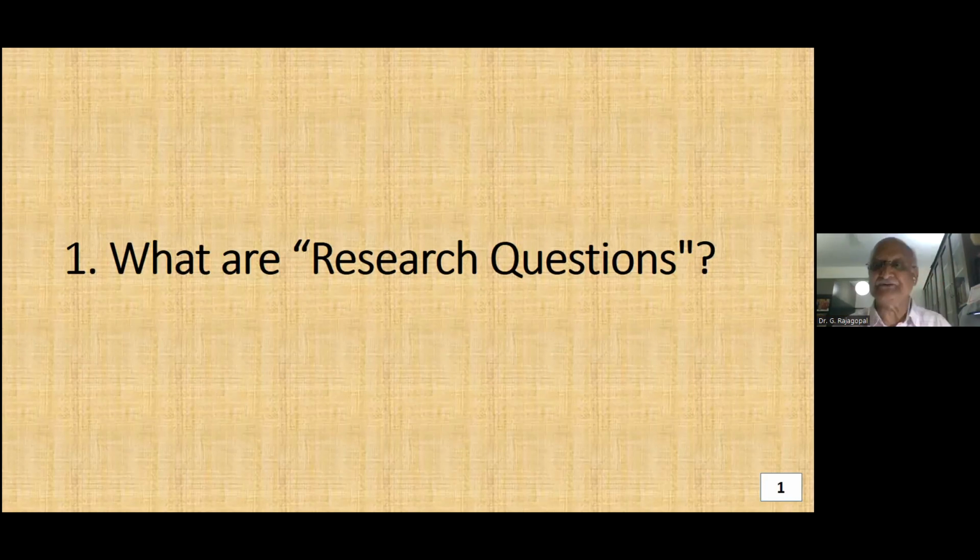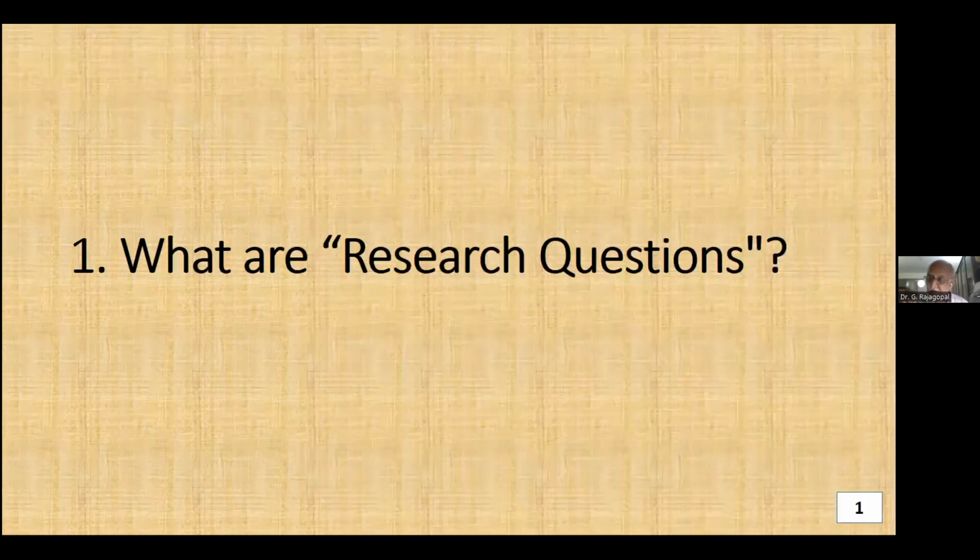Research questions, and this is very critical, very crucial, remember this. They offer guidelines to the researcher. If I'm a researcher, I formulate my research question as my guideline, how to proceed with my research. What am I looking for?